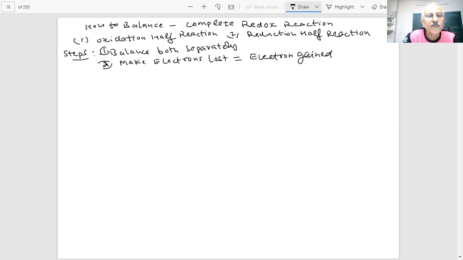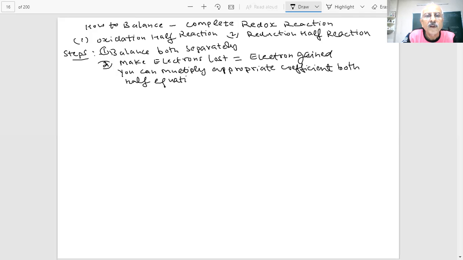To balance this, step 2: you can multiply with appropriate coefficients both the half equations to cancel the electrons. I hope you understand my point. Have you noted down the point, students?